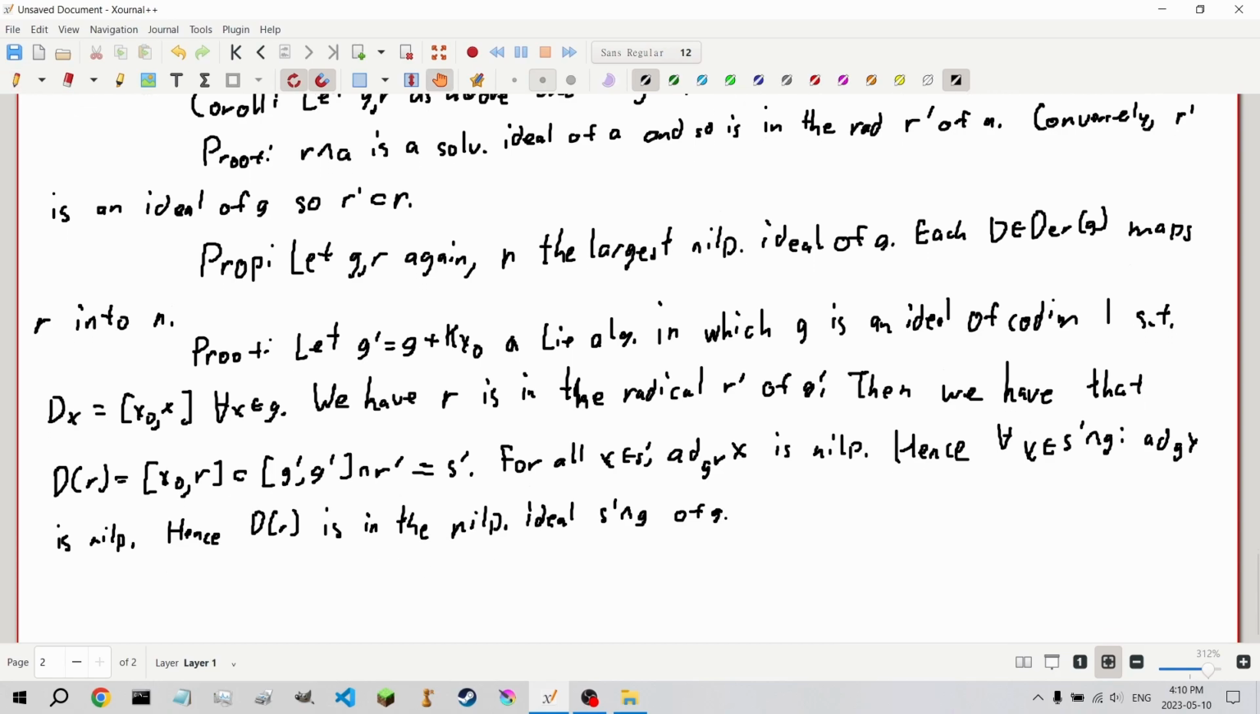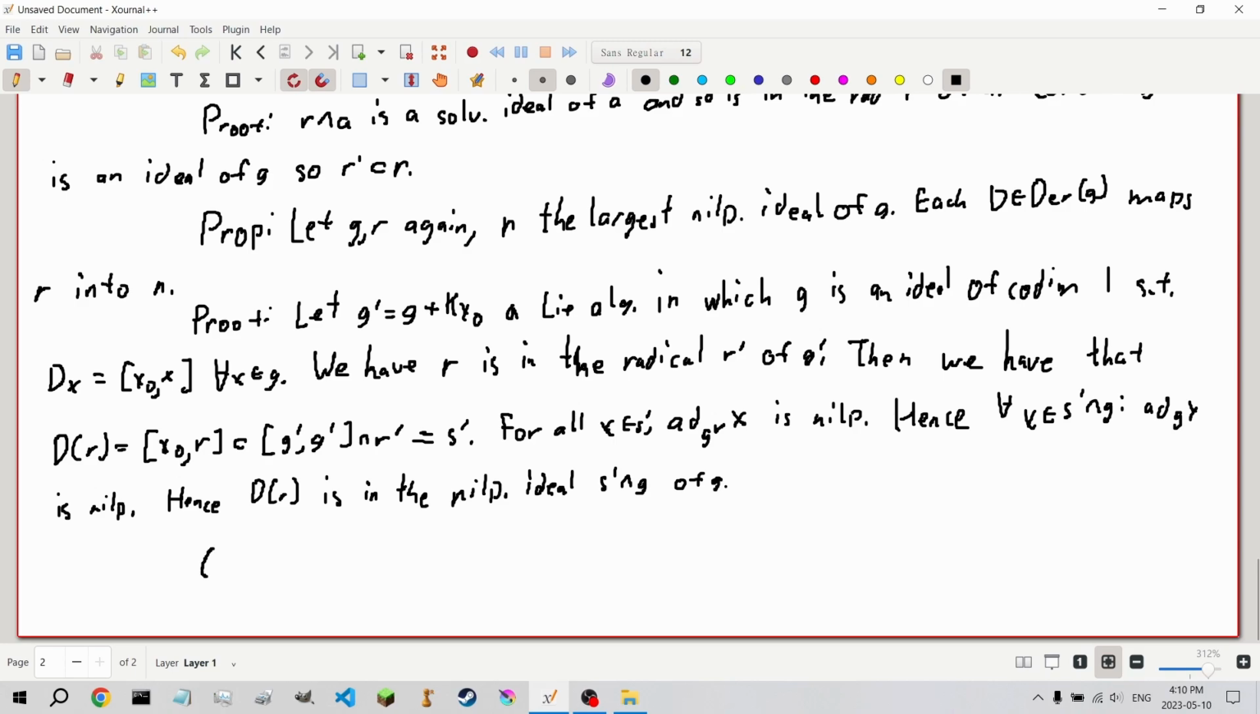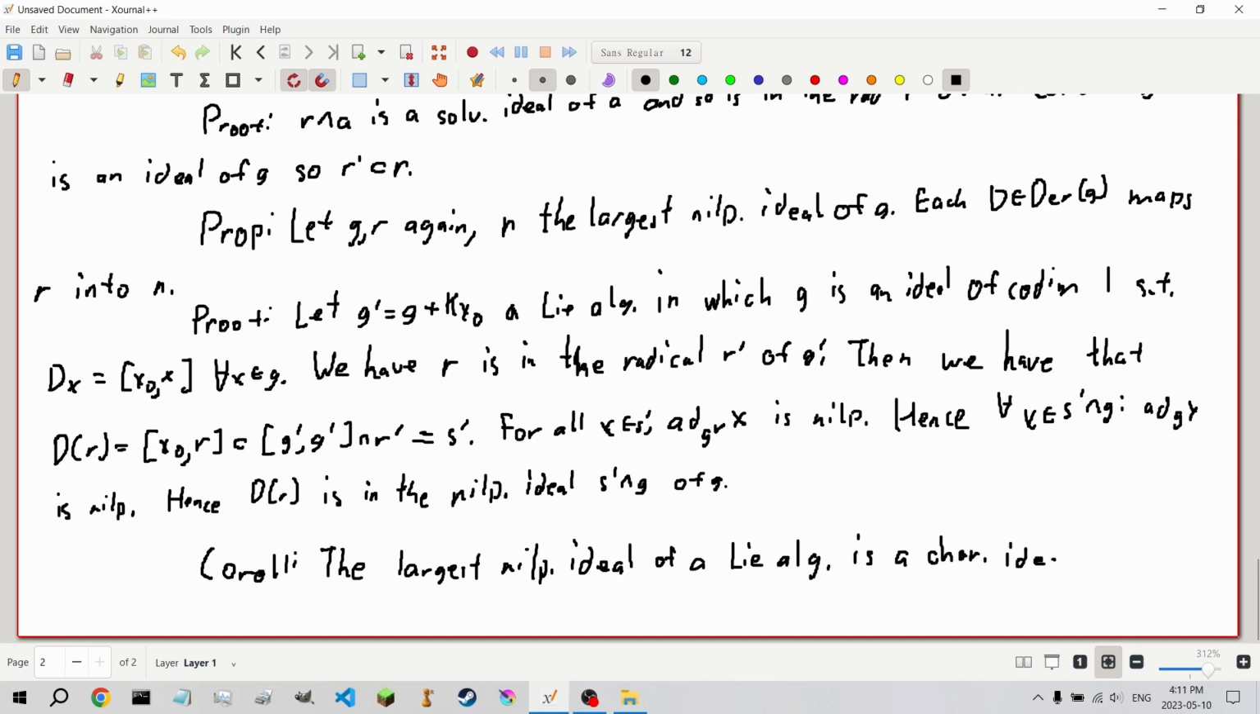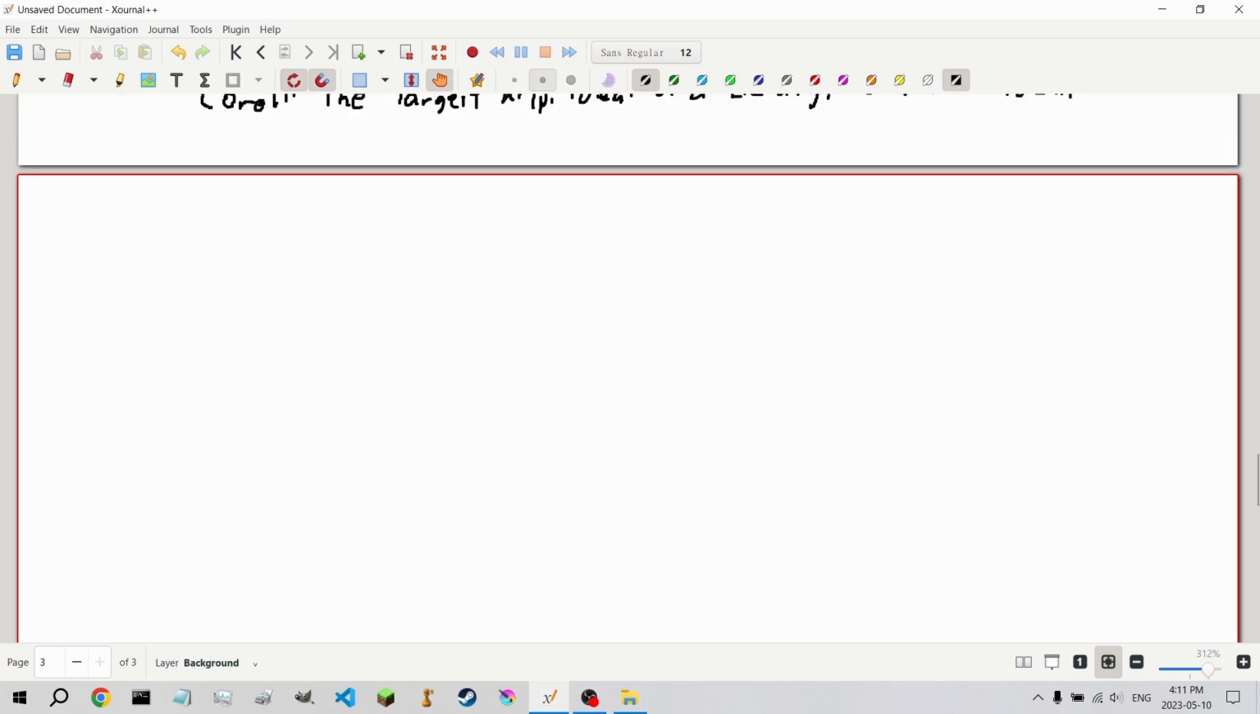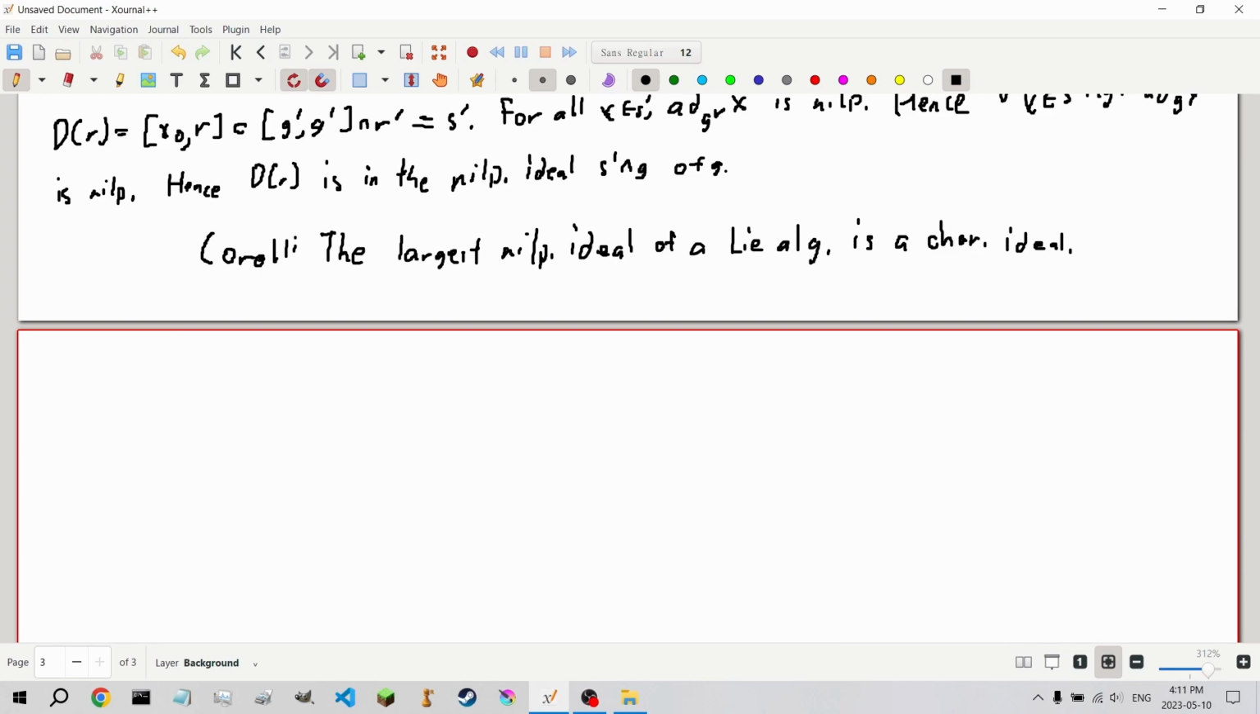We have one last corollary for this section, and then one last section for this unit, I guess. The corollary is that the largest nilpotent ideal of a Lie algebra that is not solvable is a characteristic ideal. And the proof, no, that's a corollary.